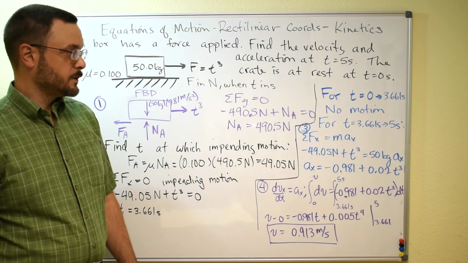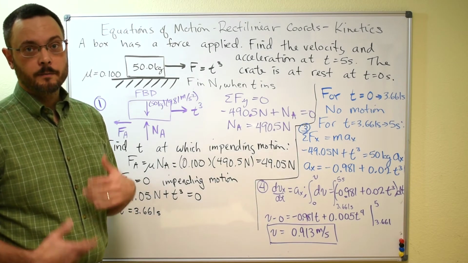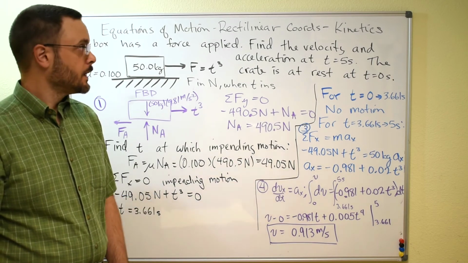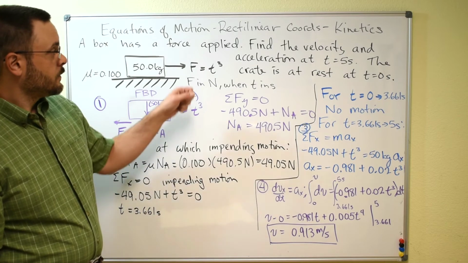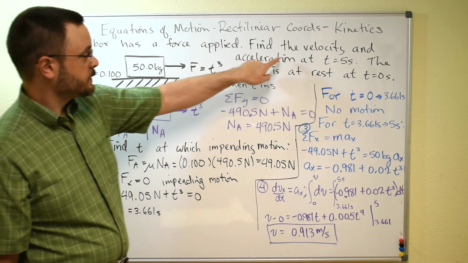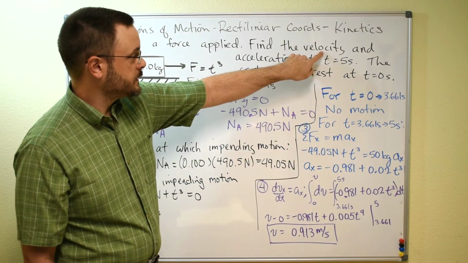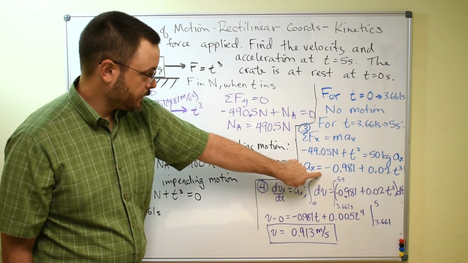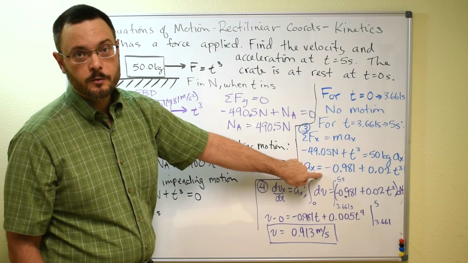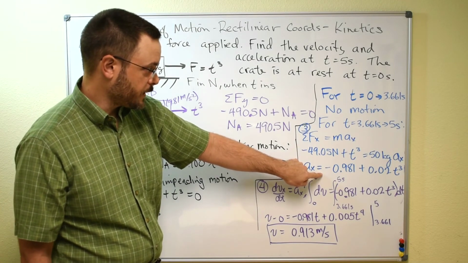So what we're going to have to do is go back and look at the basic differential equations. We can't use an integrated expression for this one. So let's see what we're supposed to be finding. We're supposed to be finding the velocity and the acceleration. So we found the acceleration. We just need to plug in that value for t is equal to 5.